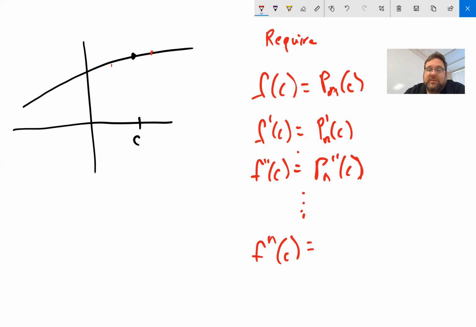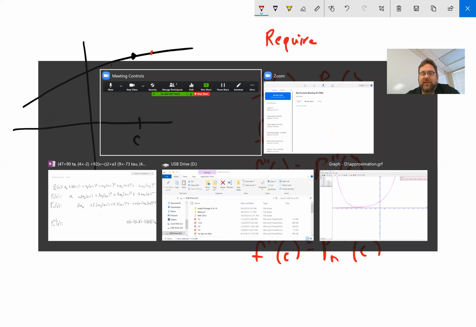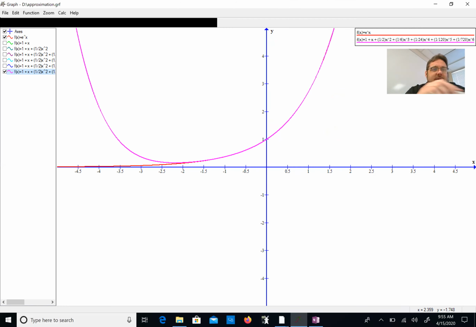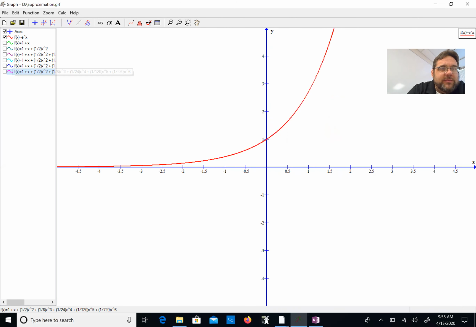Okay. Do we continue getting a better accuracy? And the answer is usually. So here's what I want to do. I have an example that I've conveniently got worked up here. And let me clear this. All right. There is f of x equals e to the x. And we're going to approximate this function near 0, around x equals 0.